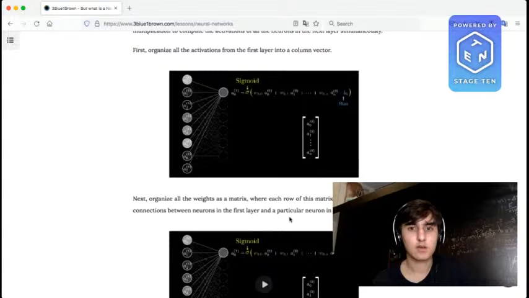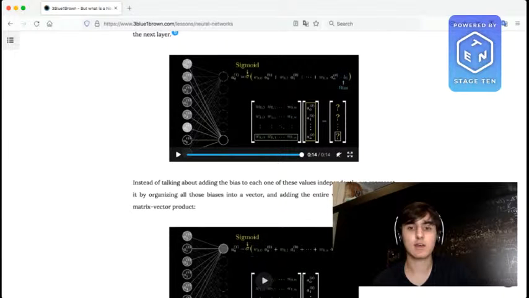Instead of talking about adding the bias to each one of these independently, we present it by organizing all those biases into a vector and adding the entire vector to the previous matrix vector product. I guess that's a convenient way of doing it, because when you do this, that's going to add them individually to each one, so no worries there. Finally, I'll wrap a sigmoid on the outside here, which is meant to represent applying the sigmoid function to each component of the result. And so they just do that.